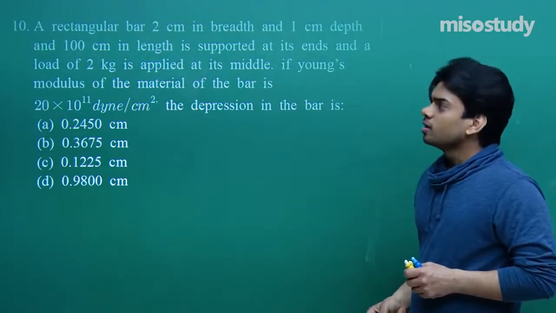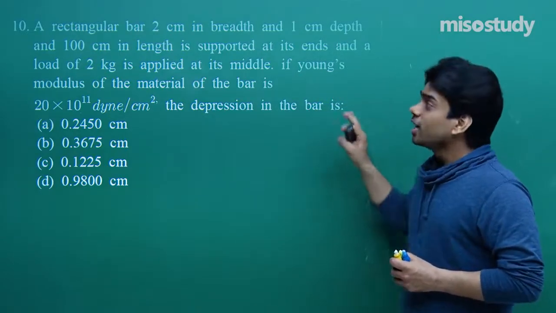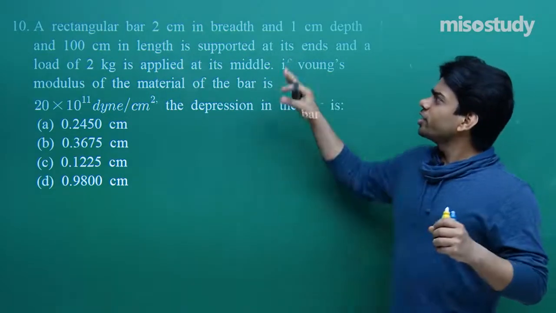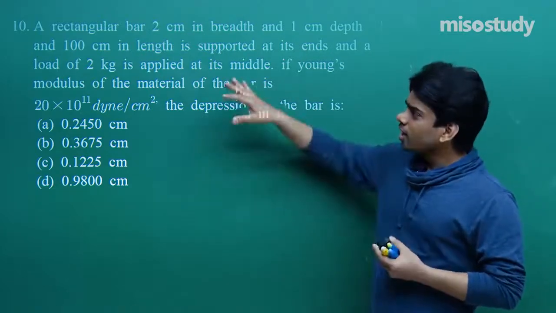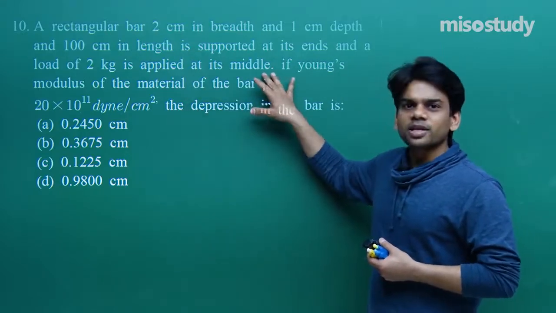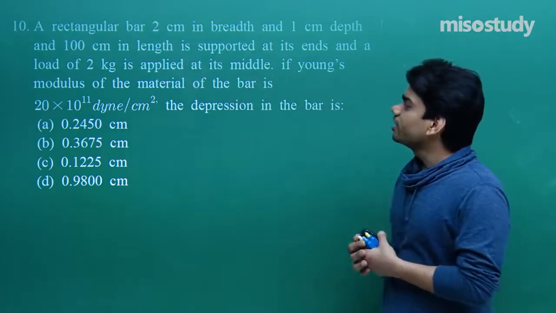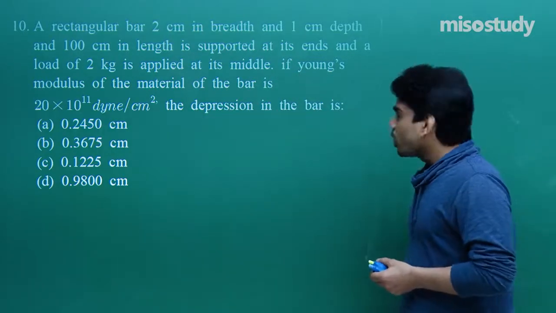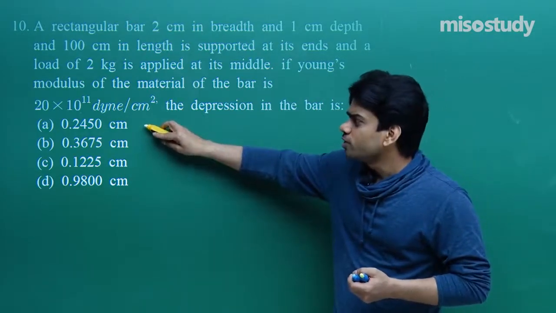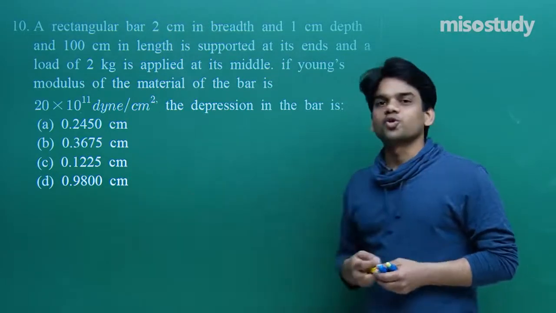Question number 10. A rectangular bar 100 centimeter in length, 2 centimeter in breadth and 1 centimeter in depth is supported at its ends and a load of 2 kg is applied at its middle. If Young's modulus of the material of the bar is 20 into 10 to the power 11 dyne per square centimeter, the depression in the bar is: A 0.2450 centimeter, B 0.3675 centimeter, C 0.1225 centimeter, D 0.9800 centimeter.